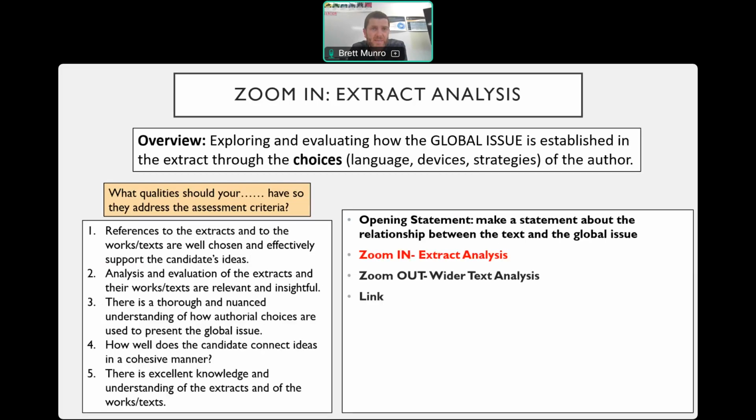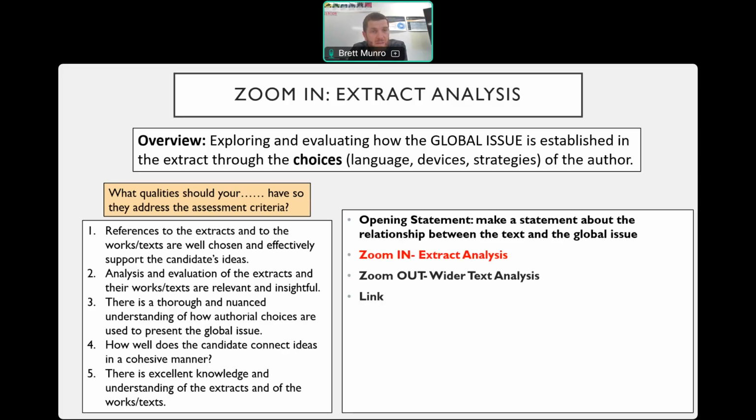Your second section should be your zoom in. That's where you analyze your extracts. So here, you should be exploring and evaluating how the global issue is established in the extract through the choices, that is, the language, the devices, and the strategies that the author makes. You should have well-chosen references to the extracts that effectively support your ideas.